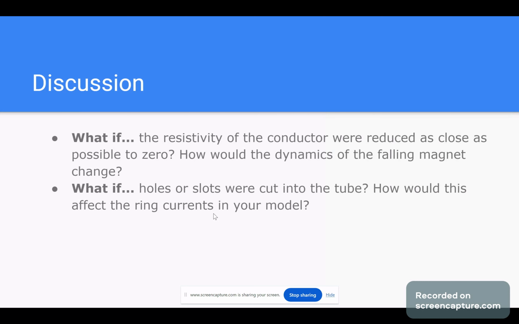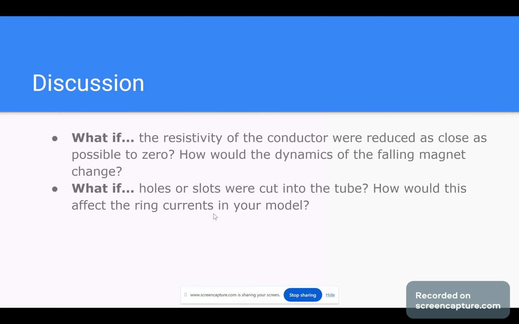And so here's a discussion on, first of all, what if the resistivity of the conductor were reduced as close as possible to zero? Well, we know that EMF is equal to IR, and so we see that the current becomes much greater the closer that the resistivity is to zero. And so essentially what we're going to see is that it has less and less of an effect the less resistive the cylinder is.